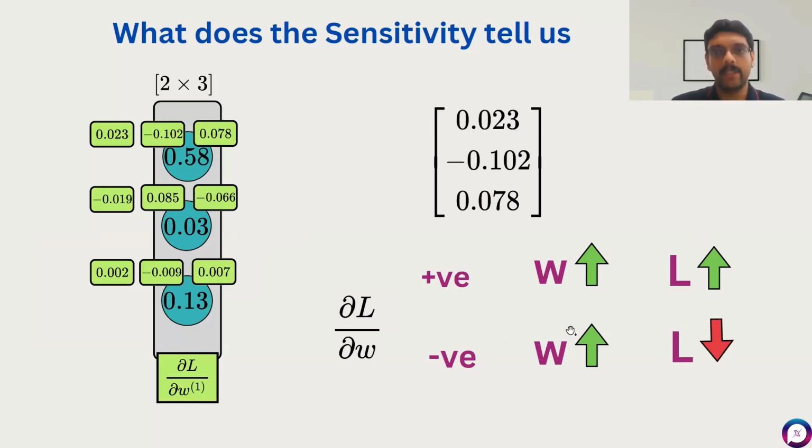On the other hand, if it's negative, what does it tell you? It tells you that when you increase the parameter, the loss comes down. So you need to go in the opposite direction again. So that's what the sensitivities imply. They tell you in what way you need to change the weights so that the loss comes down. In this case, you will have to decrease this, and you might have to increase this.